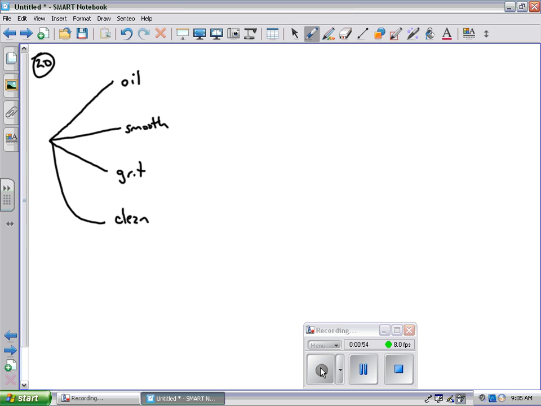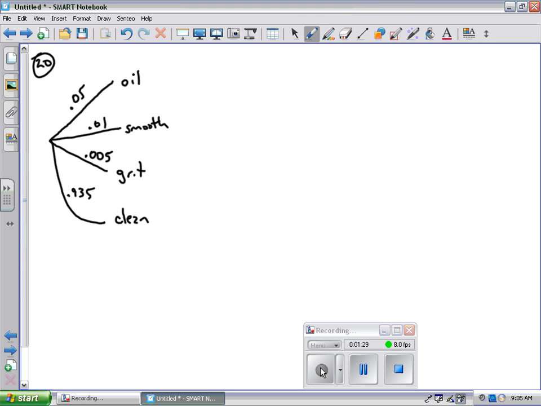And towards the bottom part of the problem, it says the likelihood there's oil is 5%. The likelihood it's too smooth is 1%. The likelihood that there's grit present is 0.5%. And therefore, the likelihood that it's just clean is the rest of those, which if you subtract from 1, is 0.935. So each of those 4 numbers right there adds up to 1. If I add those 4 numbers, I get 100%. Those are the 4 situations.